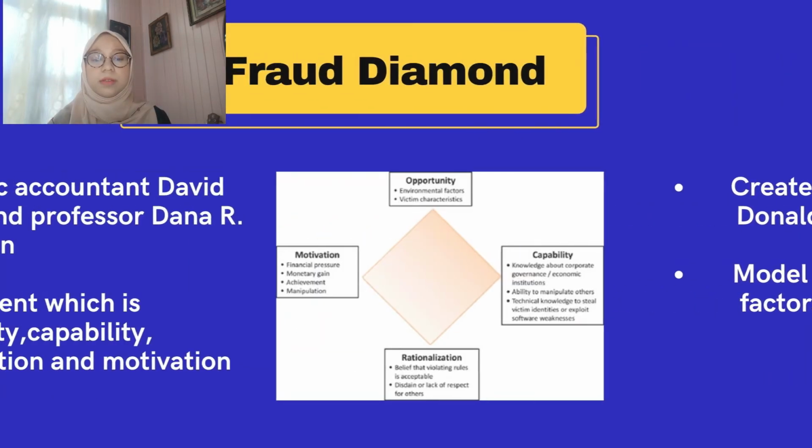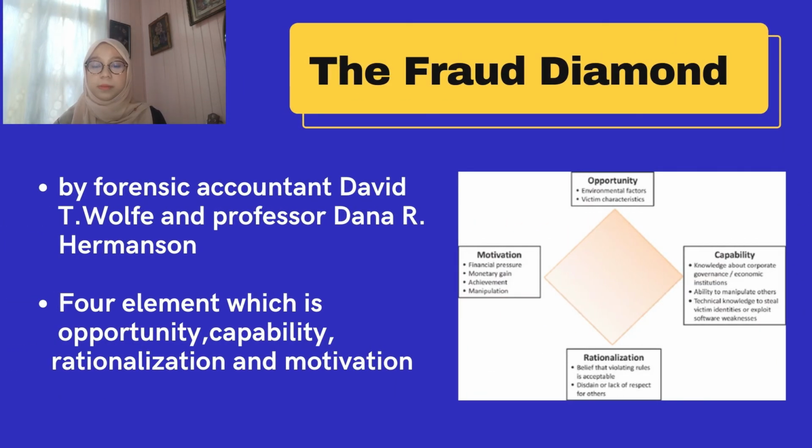Okay, the second theory is the fraud diamond. The fraud diamond was published by forensic accountant David T. Wolfe and Professor Dana R. Hermanson. The theory came out after the fraud triangle. In the fraud diamond, there are four elements. First is opportunity, second is capability, third is rationalization, and the last one is motivation. I will explain more and give an example in the next slide, same as with the previous theory.